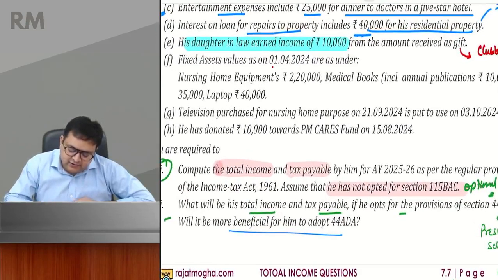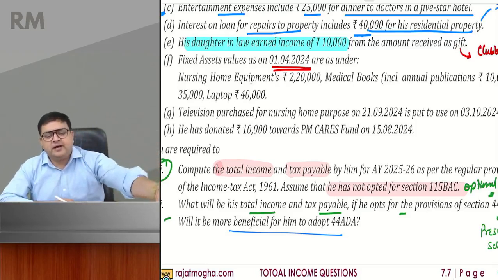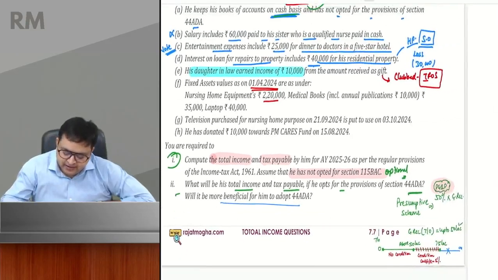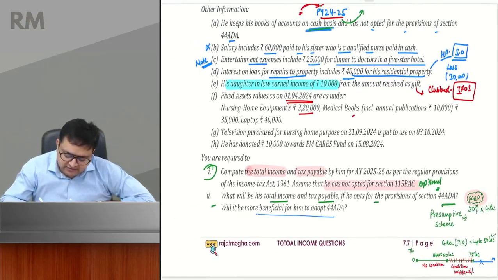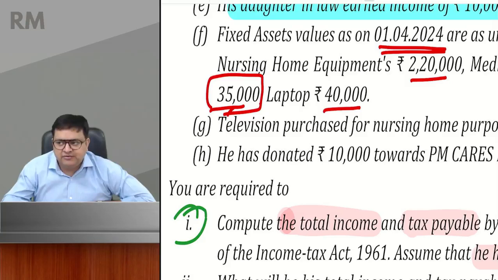Fixed assets value as on 1/4/2024 are as under. So why have they given the fixed assets value? Obviously, this is a non-cash item, depreciation. We would not have shown it in the receipts and payment account, but we will consider this. So nursing home equipment 220. Nursing home equipment has a 15% rate of depreciation, plant and machinery. Medical books including annual publication of 10,000, 35,000 is the medical books total, including 10,000 as annual publication, doesn't matter. On all types of books we have 40%, 35,000, 40%. Laptop again 40%. So on 220 we will charge 15% depreciation rate, and on this 35 and laptop we'll charge 40% depreciation rate.